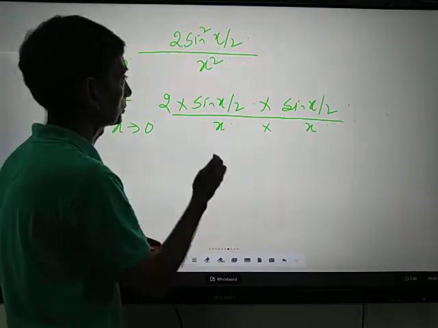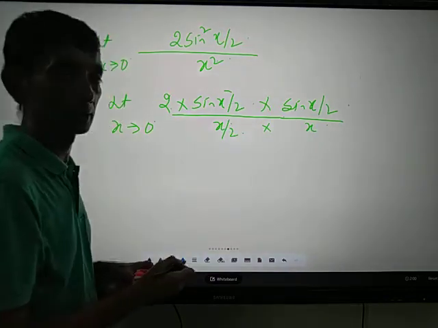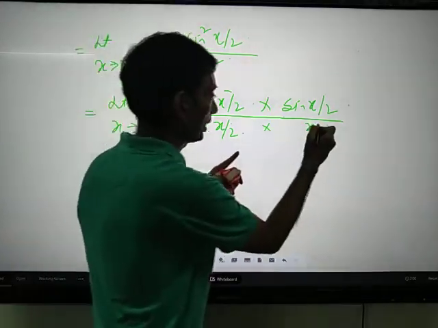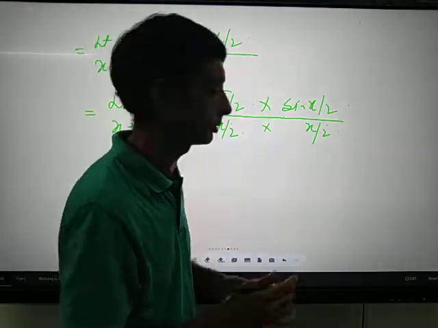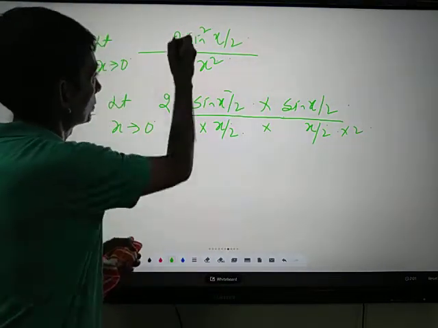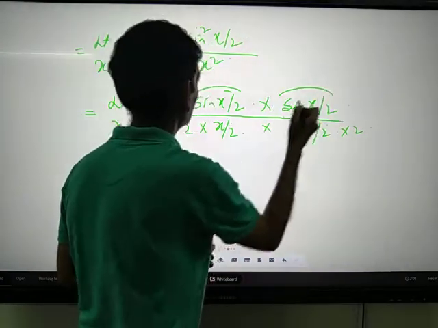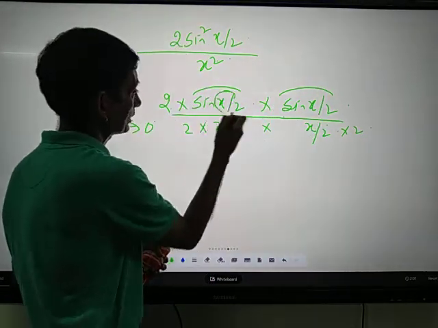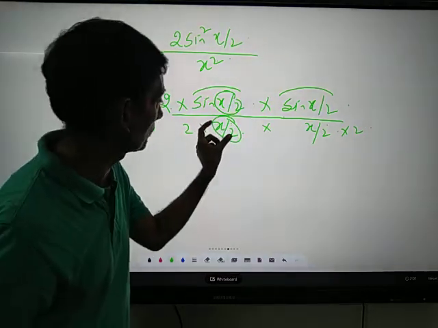Here the angle is x by 2, so I'll write x by 2 in the denominator, and for that I need to multiply by 2 and manipulate the denominator. So in place of x, I'll write x by 2 multiplied by 2. So this is 2, sine x by 2, sine x by 2, and x squared splits as x into x, and since the angle is x by 2, I should write this also in the form of x by 2.